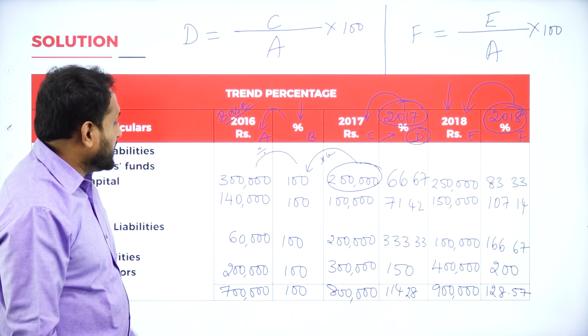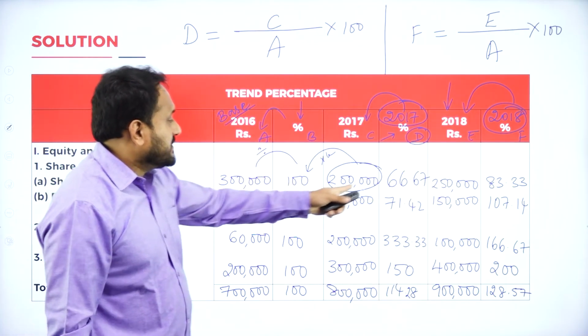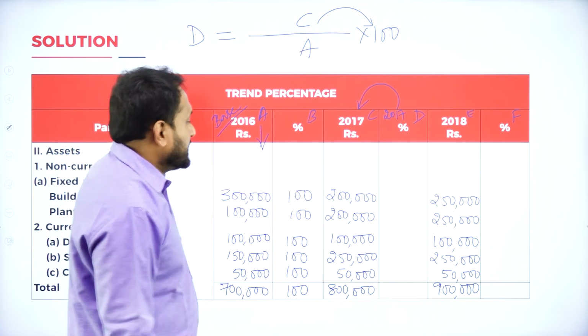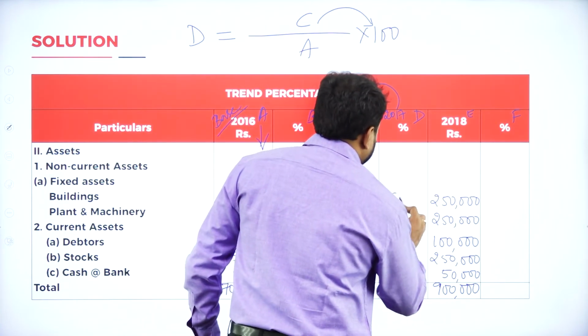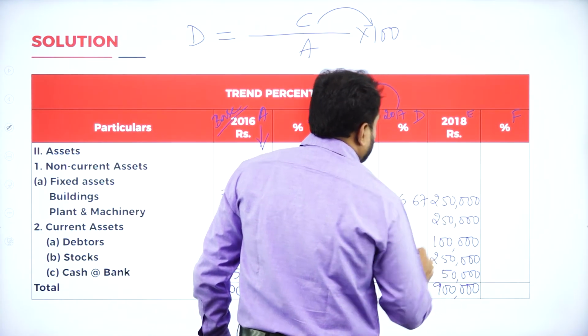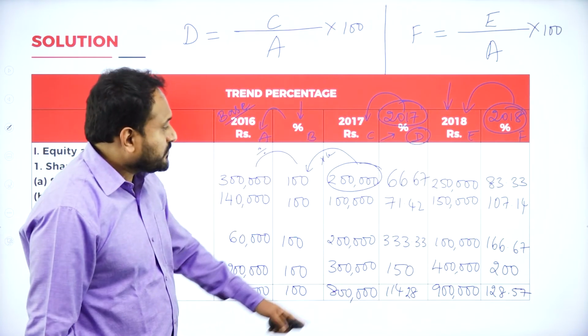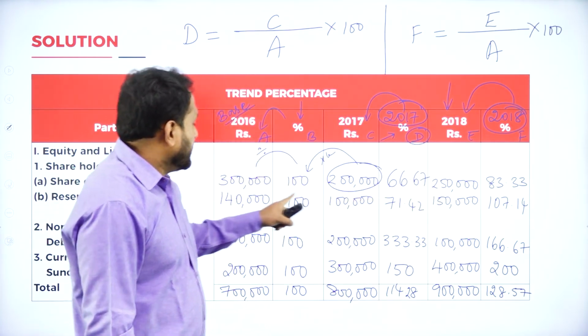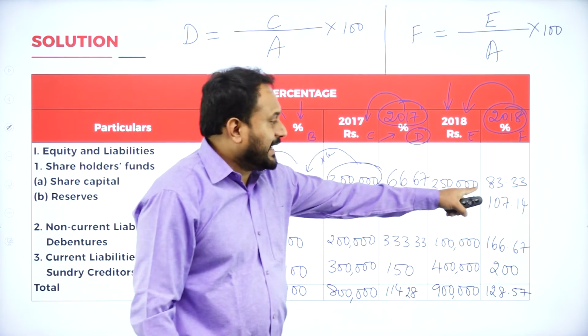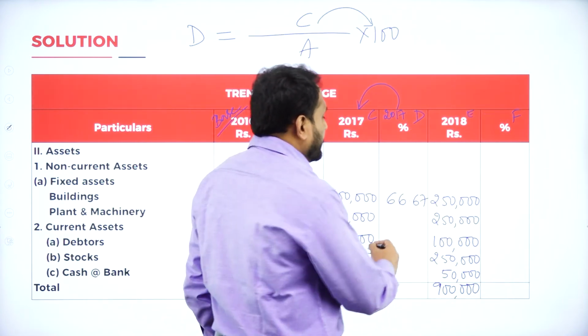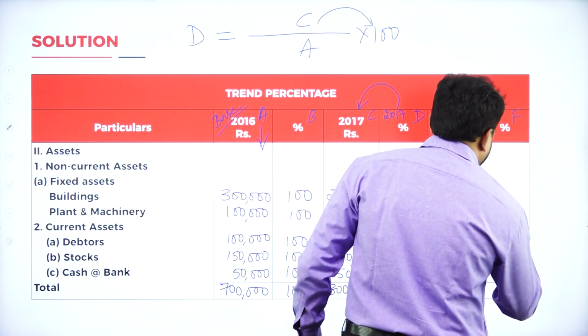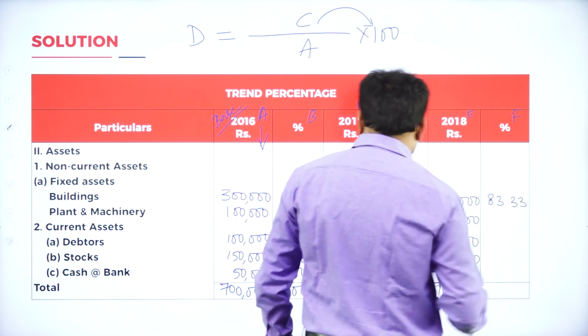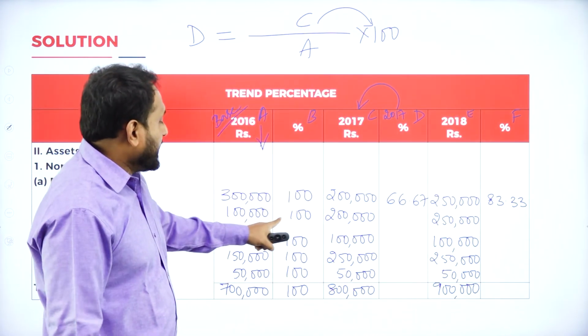See, here only we have done. So it is how much? 66.67. Now here also same thing. 2 lakh 50 by 3 lakh. So it is how much? 83.33. Again you can calculate the 83.33 percentage. Next, 1 lakh it is 100.